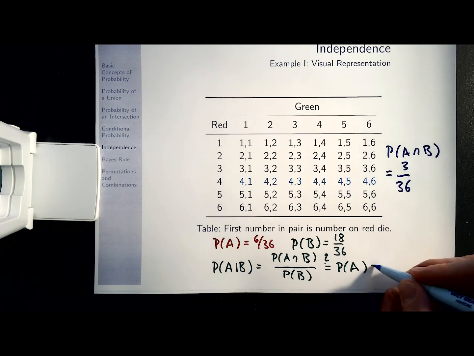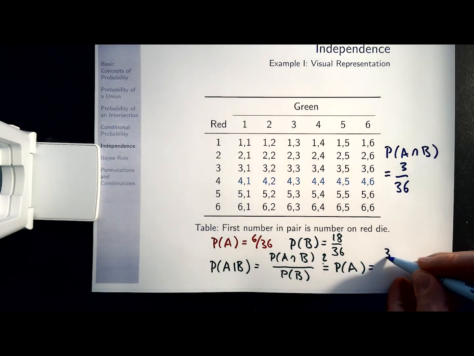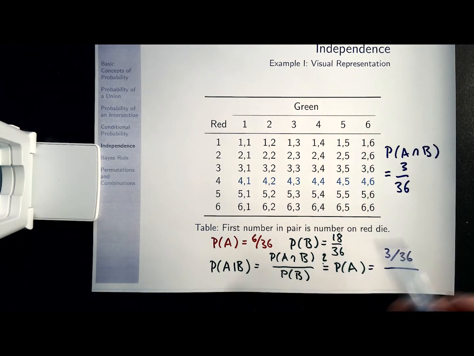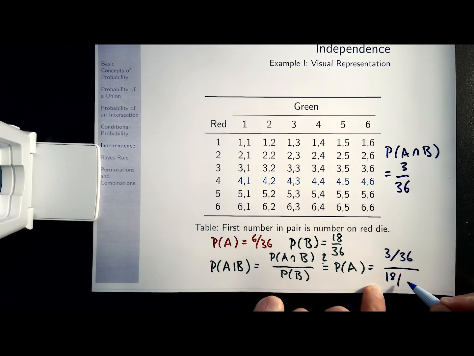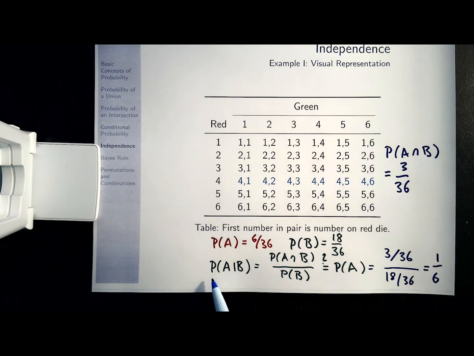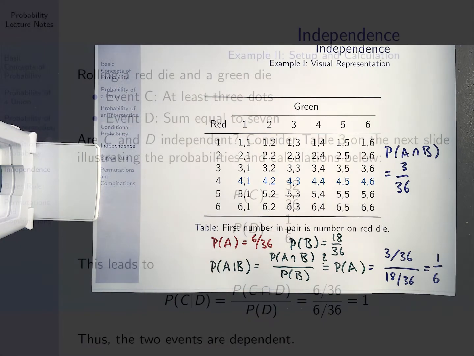Because you have 3 over 36 divided by the probability of B, which is 18 over 36, is equal to 1 over 6. So the probability of A given event B is 1 over 6, which is exactly the probability of A, 6 over 36. Of course, 6 over 36 is equal to 1/6. Hence, both events are independent.